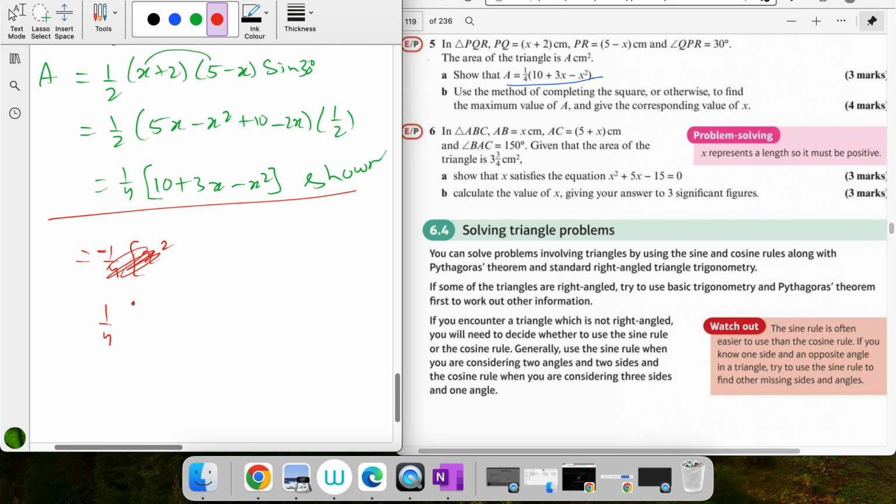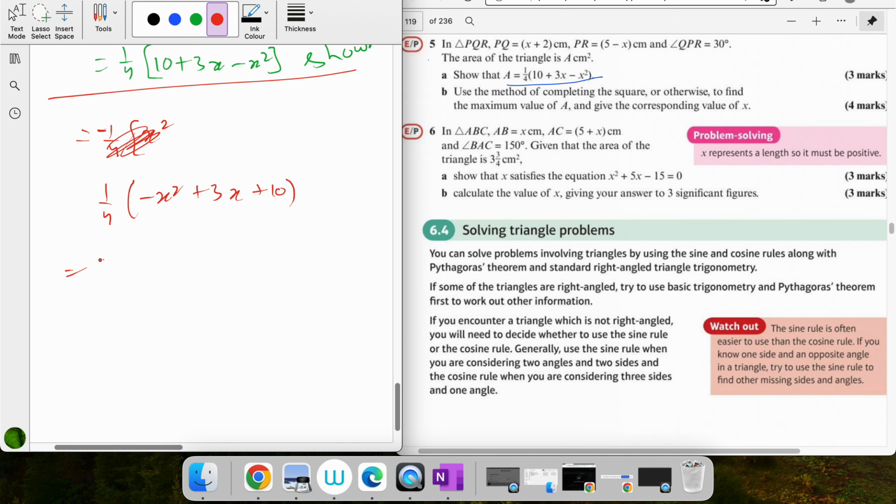This is negative 1 by 4 x square plus 3x plus 10, so minus 1 by 4 x square minus 3x minus 10. When we go for completing square, this is negative 1 by 4 x square minus 3x. So half of the coefficient of x, squared: plus 3 by 2 squared minus 3 by 2 squared minus 10.